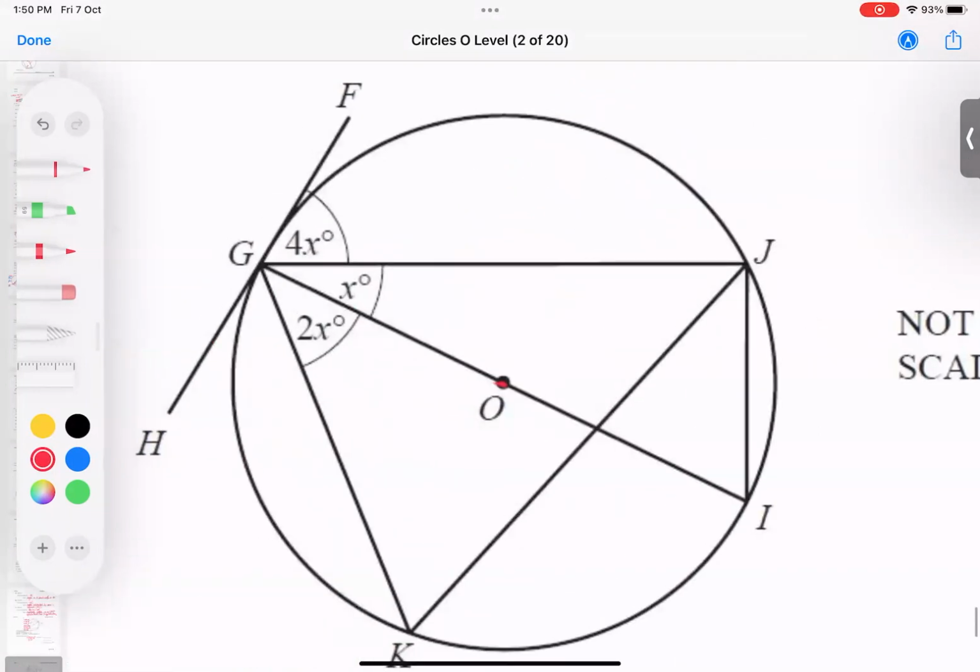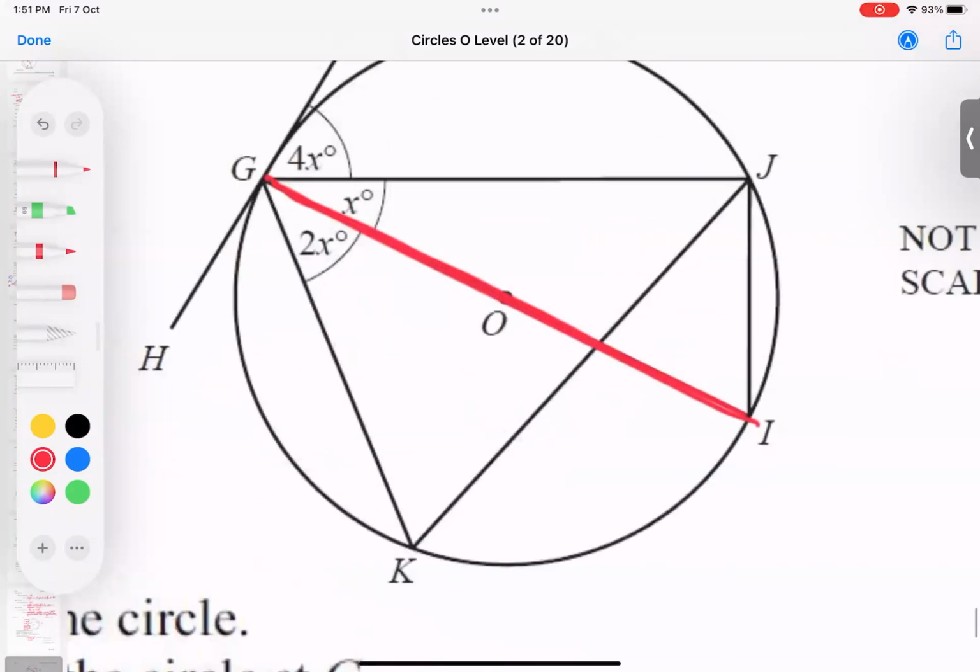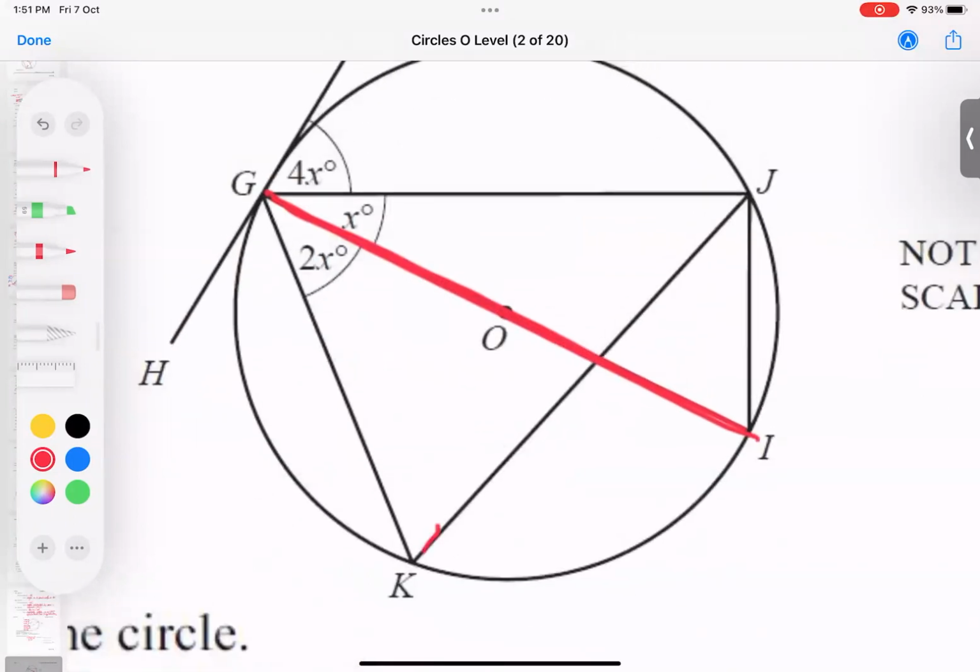This GI is a diameter. Which point is joining with the ends of the diameter? This one is not joining the corners of the diameter, wrong. But this J is joining. How come? J joins with K and J joins with I. And the angle from here till here is 100% 90 degrees.